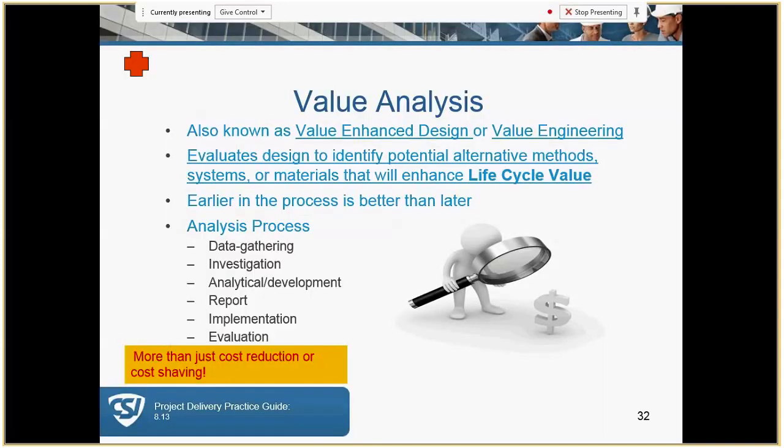Value analysis, which most of us know as value engineering, and also known as value enhanced design. We're going to identify potential alternative methods, systems, or materials that will enhance life cycle value. And again, we might be in a situation where we can't put in the best solution, but what is the best solution that will allow, let's say 10, 15 years down the line, another investment in that facility.